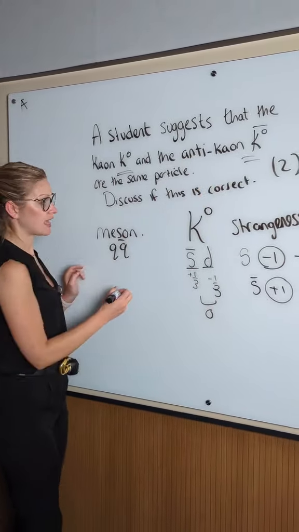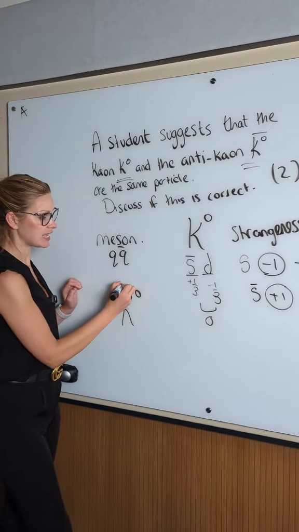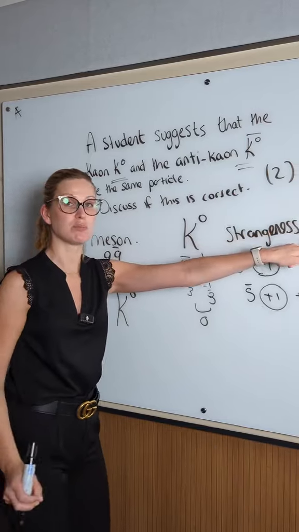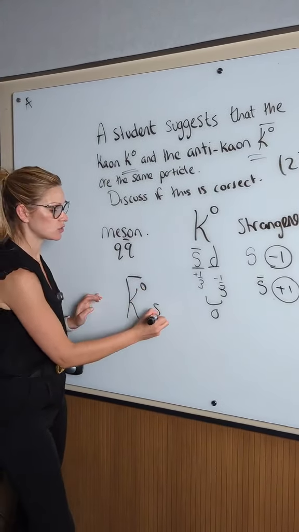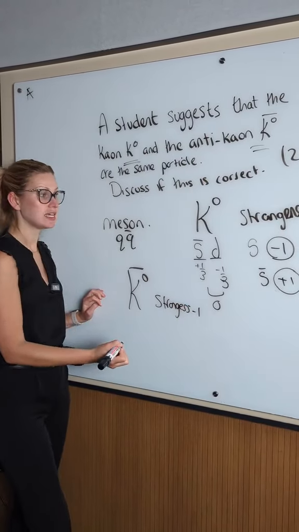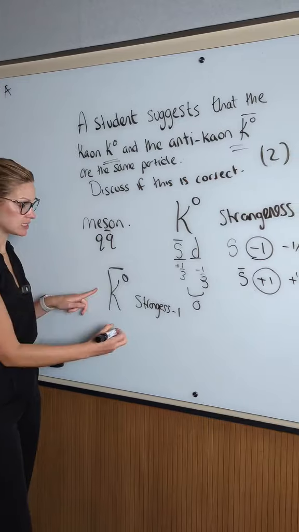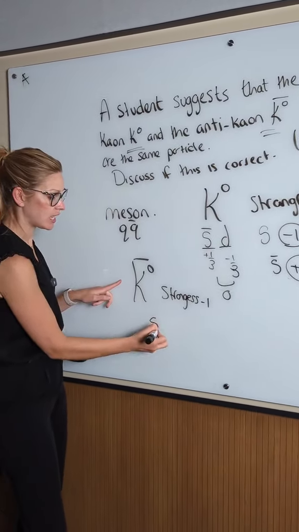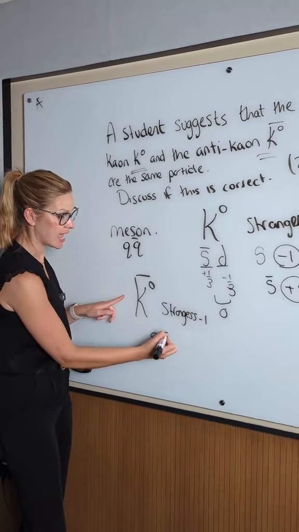So then now I have to look at my antikaon. So my antikaon, if this one has a strangeness of +1, the anti one is going to have a strangeness of -1, okay? It's going to have the opposite of what this one has. So instead of having strange down, it's going to have strange and anti-down.